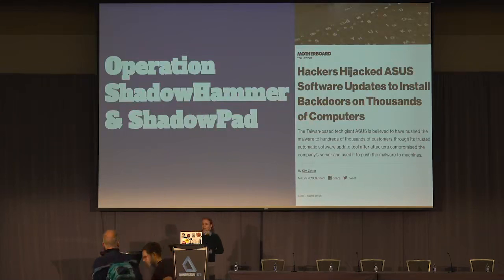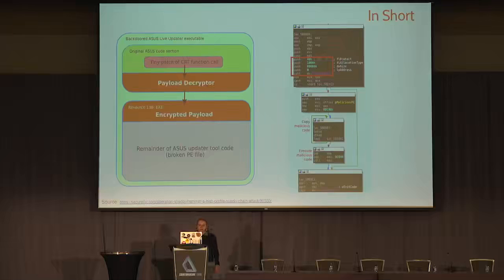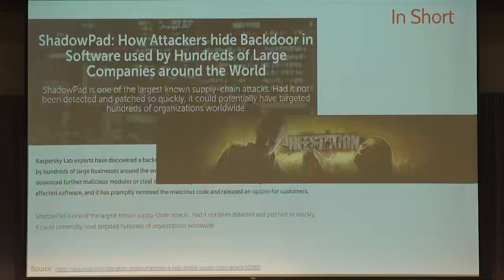And then earlier yesterday, we had a discussion about Shadow Hammer and Shadow Pad, different types of attacks. The ASUS one was interesting as it was actually malware, but it used the MAC addresses on laptops to target different types of attacks. And so this is just an example in short of what happened during this attack. It's still a mystery, actually, why attackers reduced the impact of their payload to only about 600 victims, even though it infected many.